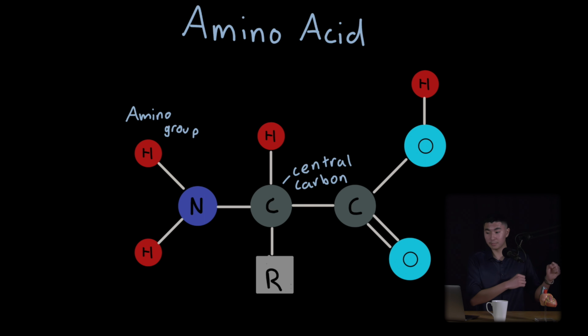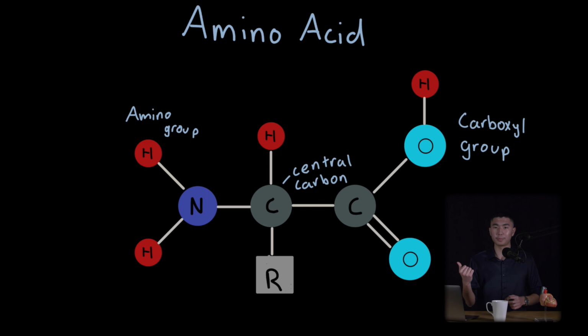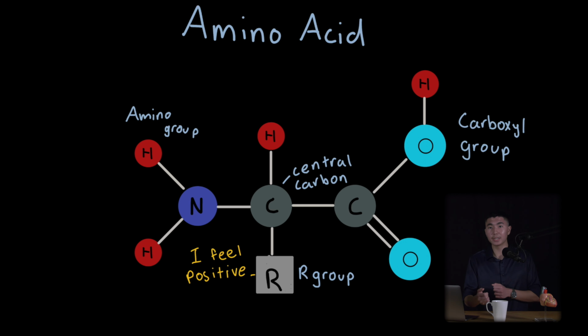That's where the nitrogen comes in. And then we have a carboxyl group. Now we also have an R group, and the R group basically gives characteristics to our proteins. The protein could be hydrophobic, hydrophilic, it could have less of an electron, more of an electron, etc. It could be negatively charged, positively charged. So the R group basically gives characteristics for the protein.